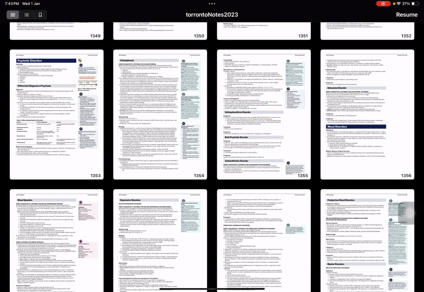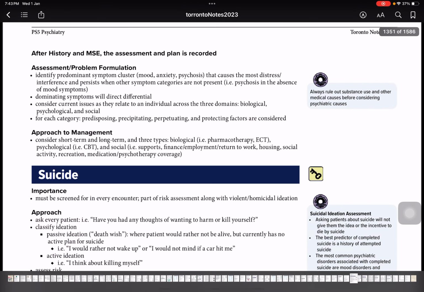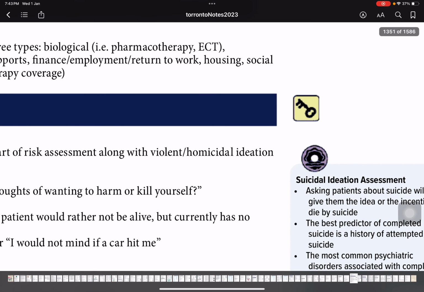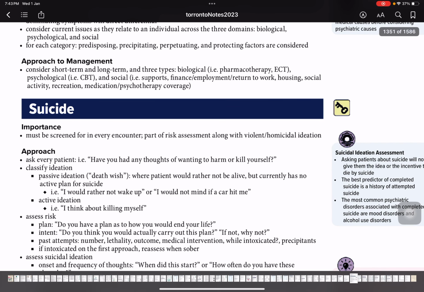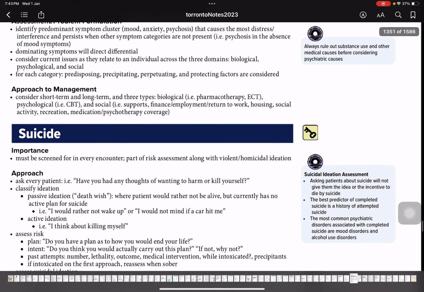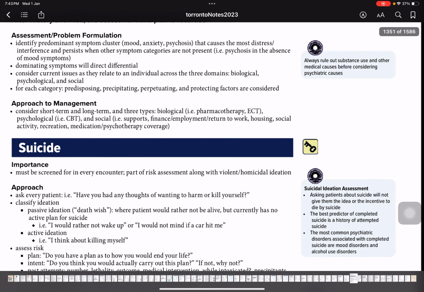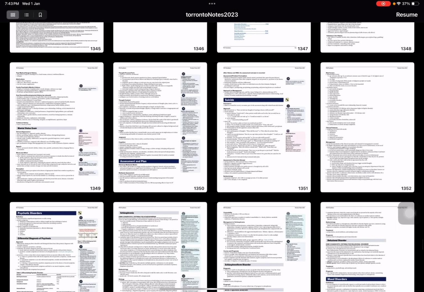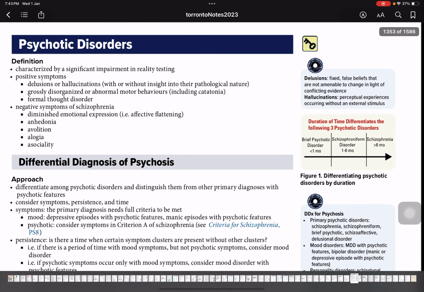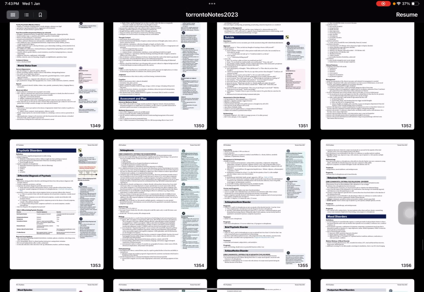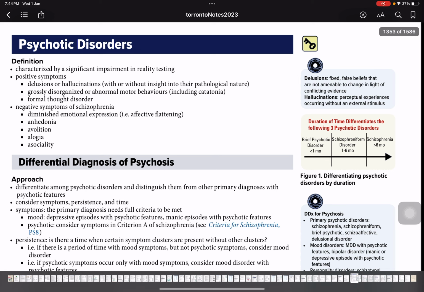Let's say, okay, one more important thing I have to tell you: you see this key sign just beside the blue bar. Make sure everything that has a key in Toronto Notes, you cover it, because these are the MCC objectives. If you go to the first few pages of Toronto Notes, you will see the abbreviation explanation: this key is a part of the MCC objective. Suicide is one of the objectives, no doubt. Psychotic disorder is an objective. Anything that is an objective, they would put a key, but that's not necessary. But where you see the key, make sure you cover it, do not leave it, okay.